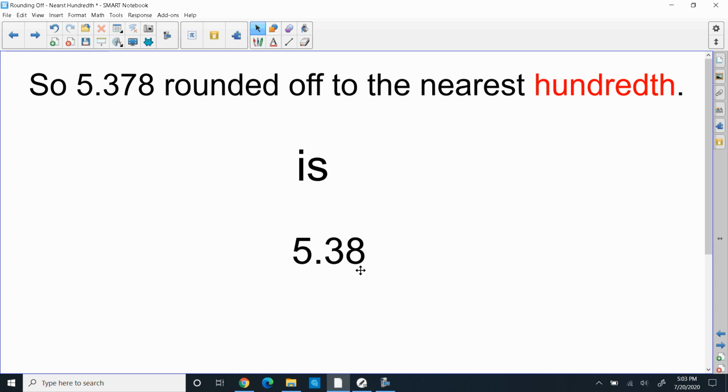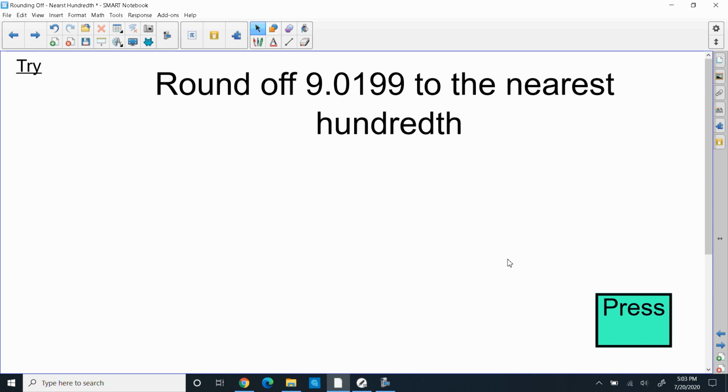So that's what we're doing today. We're rounding off to the nearest hundredth. So here's an example for you. Round off 9.0199 to the nearest hundredth.